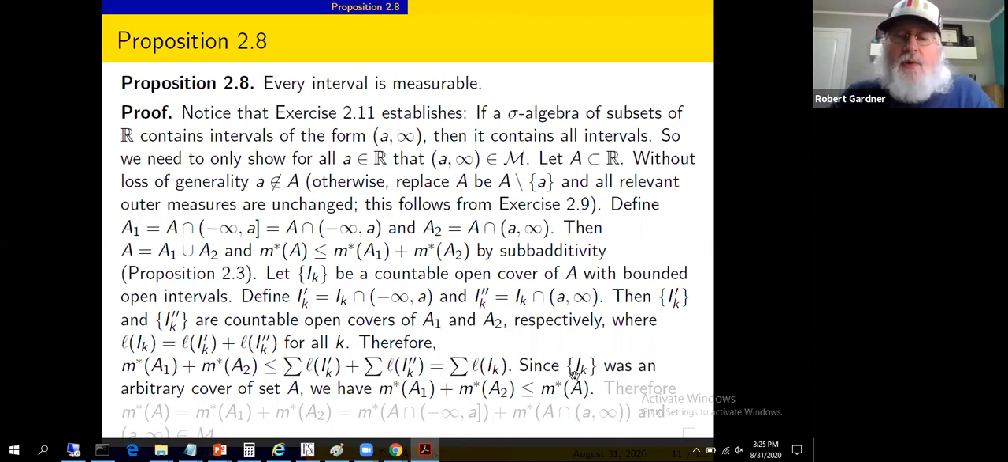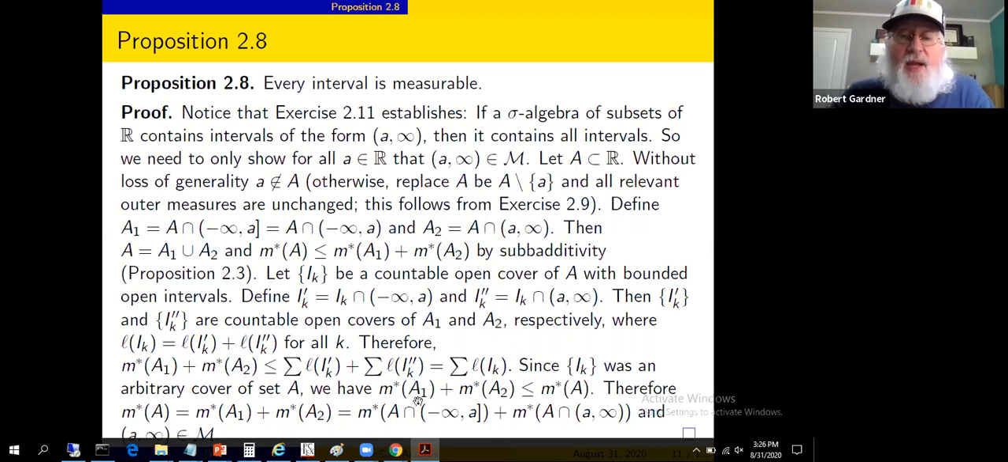So the I sub k's started as an arbitrary cover of A with bounded open intervals. Since the I sub k's were an arbitrary cover of set A with bounded open intervals, if we take an infimum of both sides of this inequality, looking at the far left and the far right, we take an infimum over all such coverings of A. We've got this as a bound below. So the infimum will still be bounded by that below. That is, the outer measure of A will be bounded by that below.